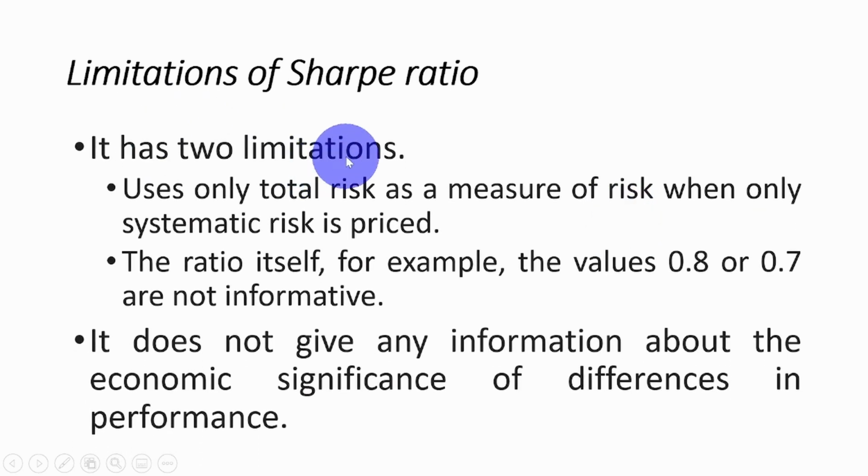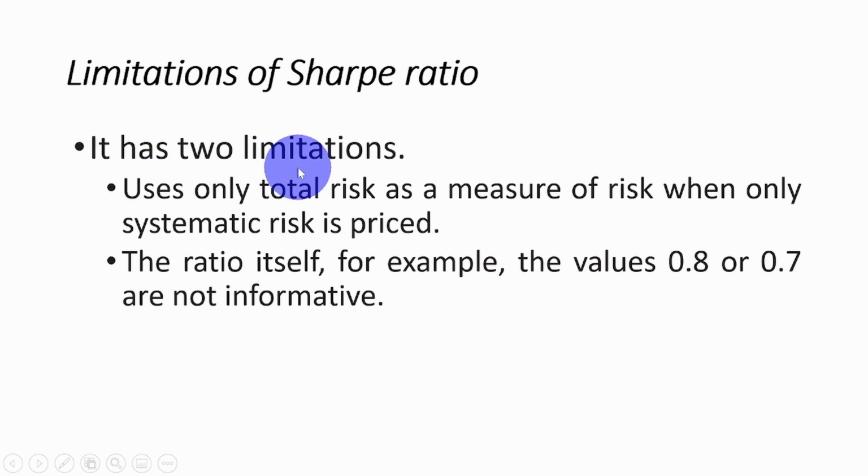It has two basic limitations. One of the limitations is that it uses only total risk as a measure of risk when only systematic risk is priced. Because it uses the standard deviation, it considers both the systematic and unsystematic risk. And secondly, merely looking at the ratio itself, 0.8 or 0.7, is not informative. Meaning, if you have a Sharpe ratio of 0.8 or 0.7, you cannot tell whether the portfolio is performing well or badly.